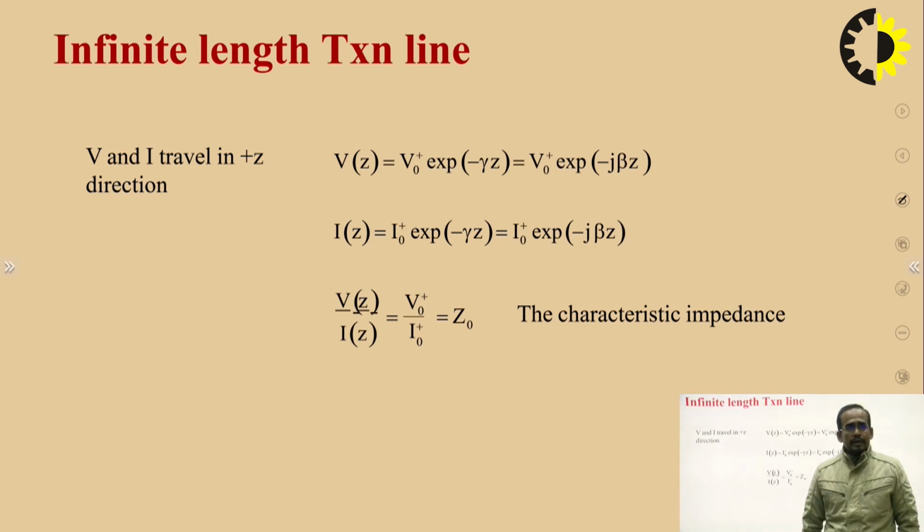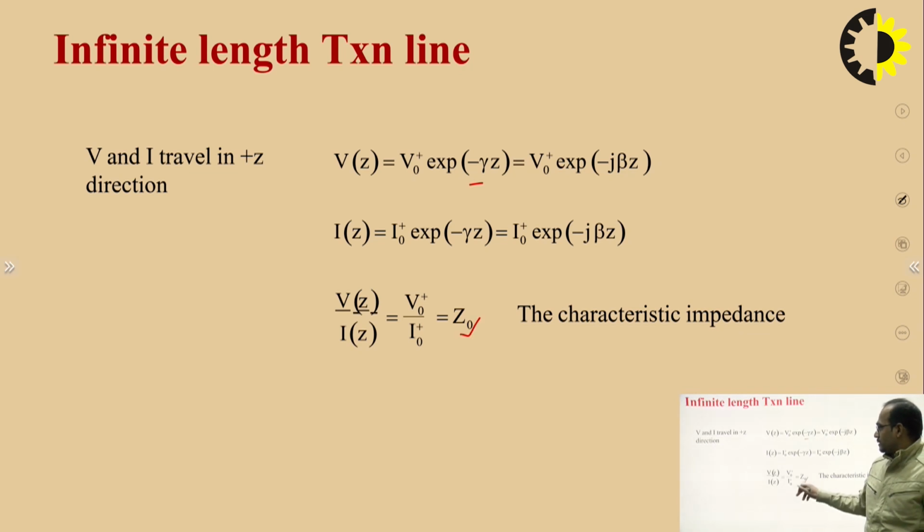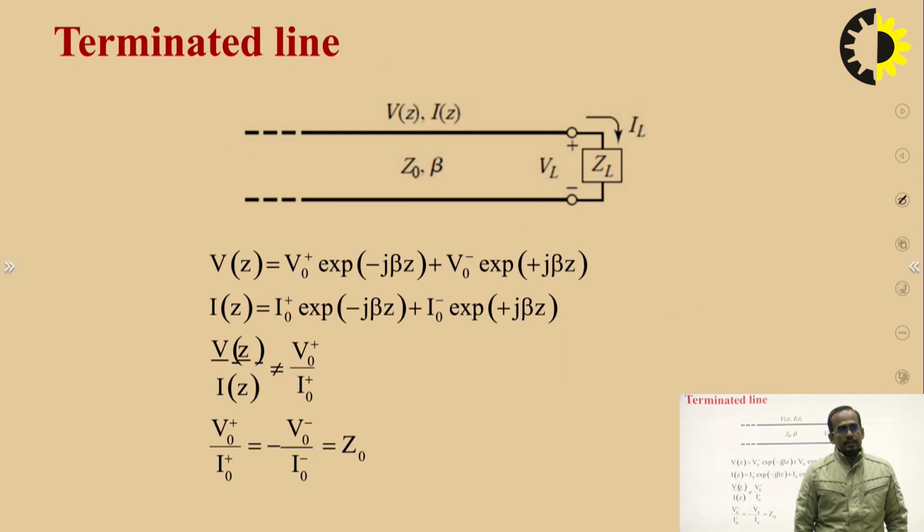Similarly, we can calculate the value of voltage and current for the infinite length. So in case of infinite length, this is the solution of the voltage and current equation. Vz is equal to V naught e to the power minus gamma z, and is equal to V naught plus e to the power minus j beta z. So here I can calculate the characteristic impedance by using a simple formula. Voltage by current is equal to the impedance. And if the transmission line is terminated with the load resistance, then what will happen?